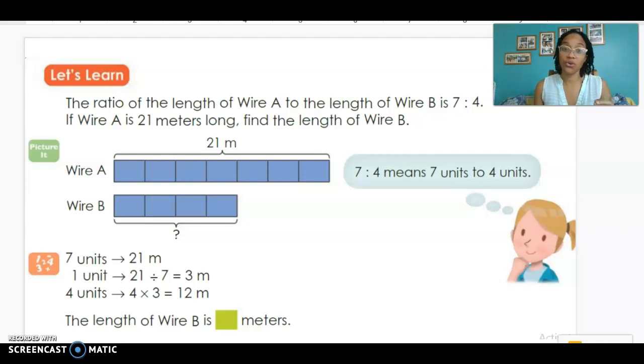Now, you might have also noted that 21 to 12 is an equivalent ratio of 7 to 4. So here, once again, we're using multiplication and division, but we can also think of it as an equivalent ratio problem.